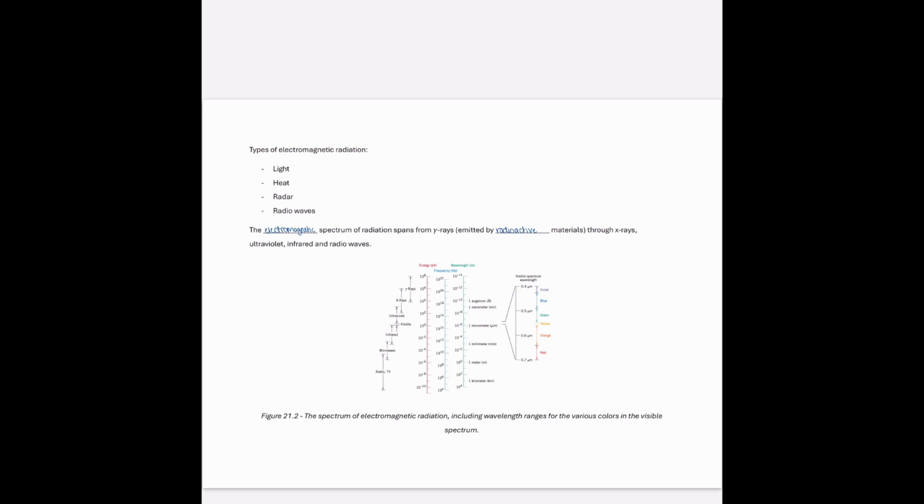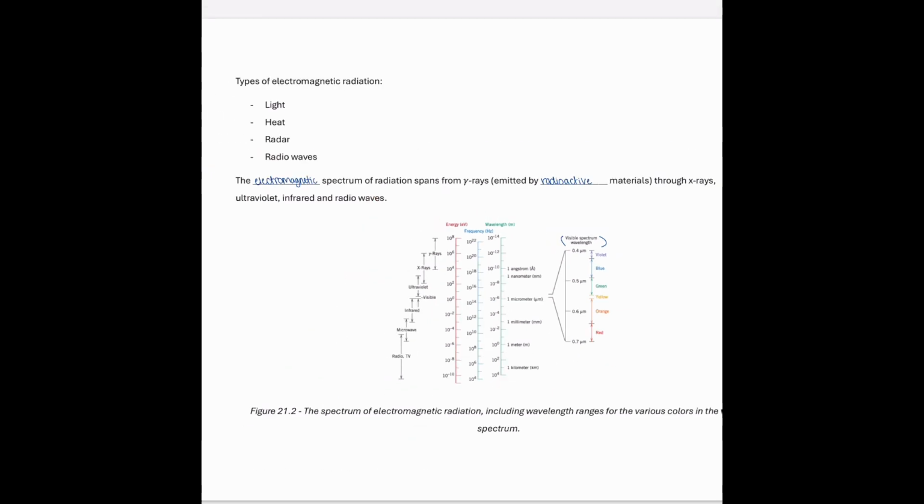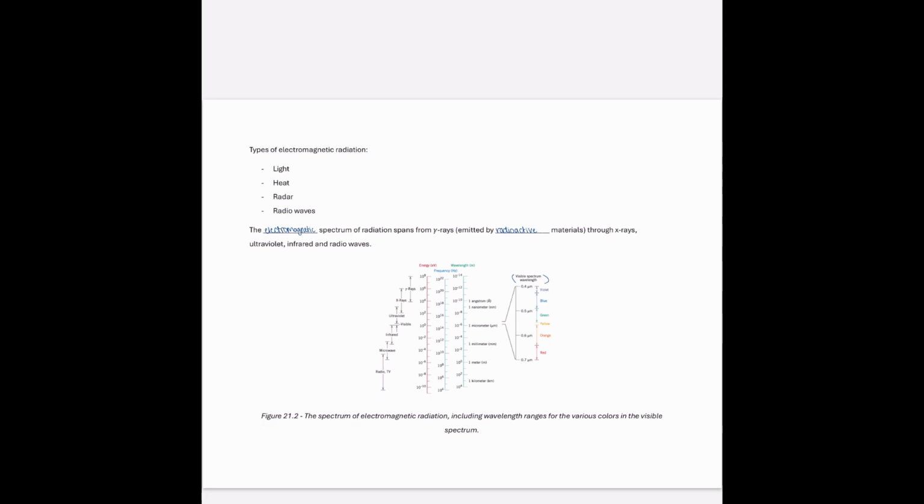So here is a diagram of this spectrum we're talking about, which includes the wavelength ranges for the various colors in the visible spectrum. So we can take a look on here. We can see over here the visible spectrum wavelength is highlighted. And you're told the ranges to look at for the typical RGB colors. We've got red, orange, yellow, green, blue, and violet. Anyways, I think it's pretty neat. Moving on.